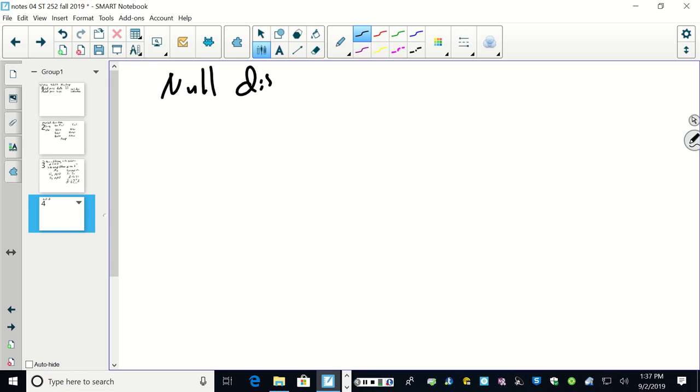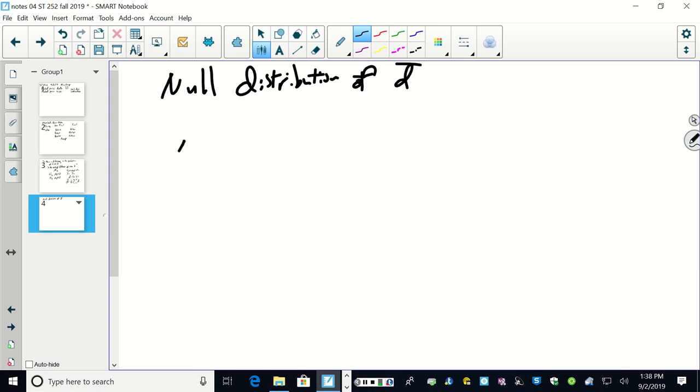Null distribution of d bar. Right, so d bar would have a value in the data set, but if we think about what other possible samples we could have gotten if the null hypothesis is true, how can we simulate that?